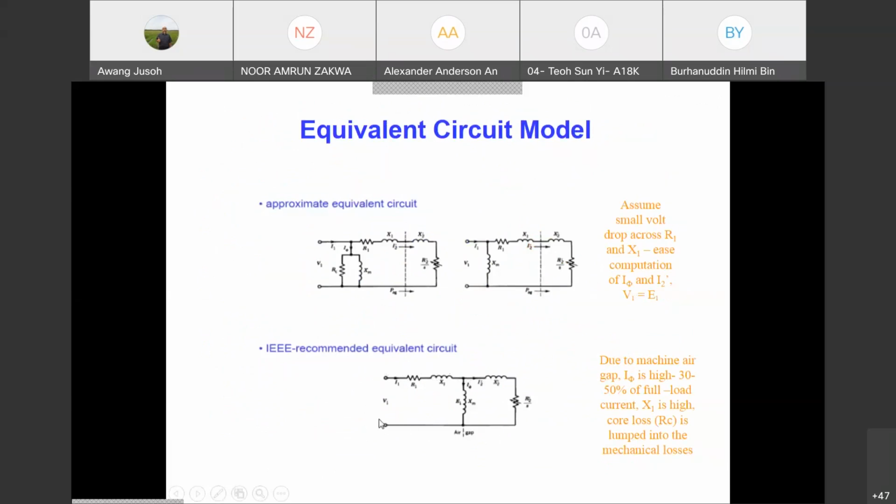So once you have this circuit with the components R1, X1, XM, X2, and R2, you call it the per phase IEEE recommended equivalent circuit. Remember, per phase. Then you can solve your problem. You can check how much your motor efficiency is, how much your starting torque is, how much the power is, everything related to the induction machine, you can easily assess.